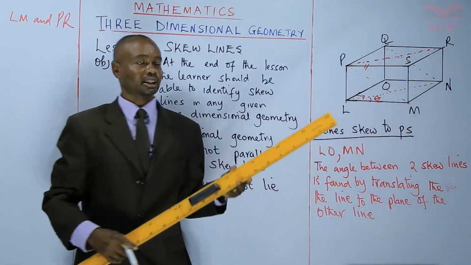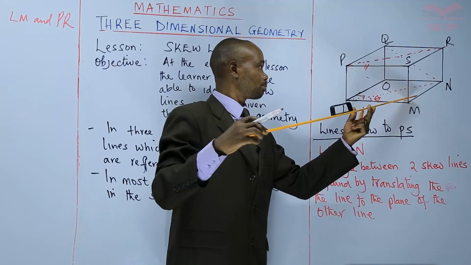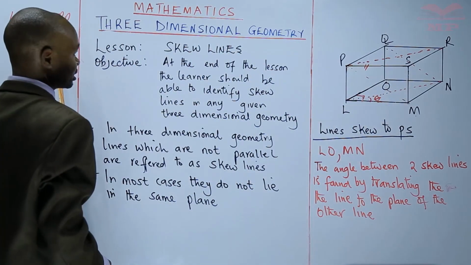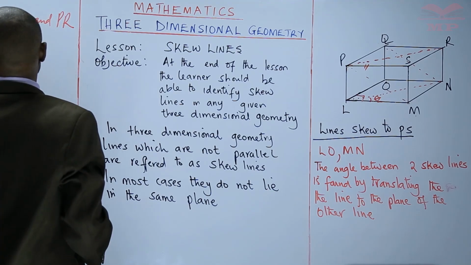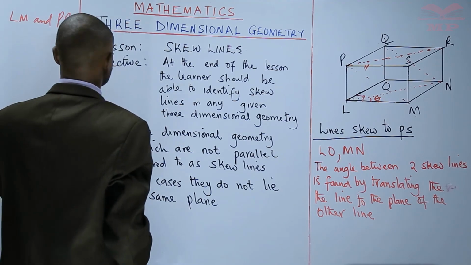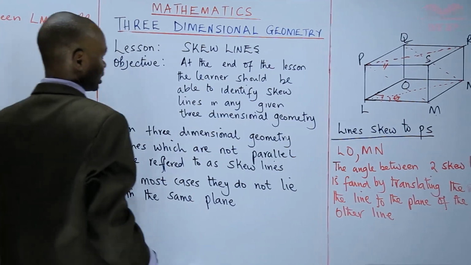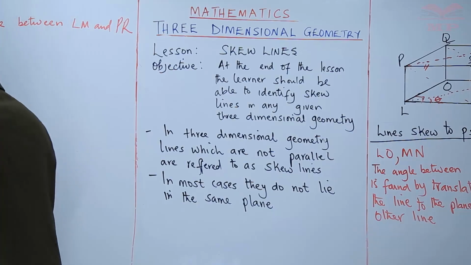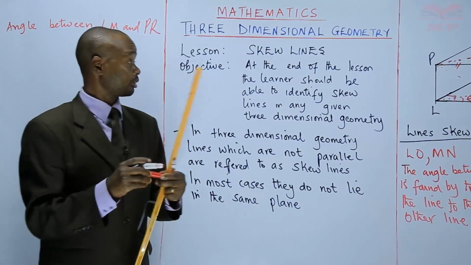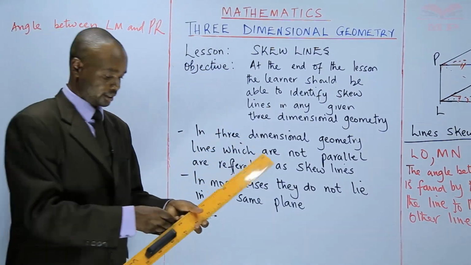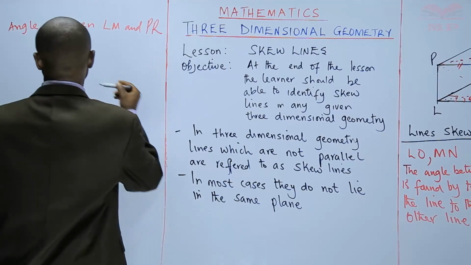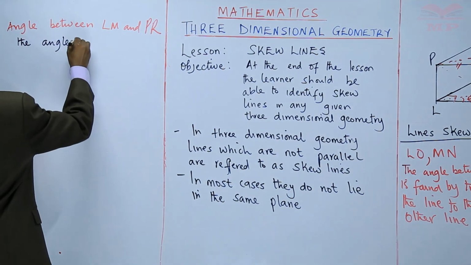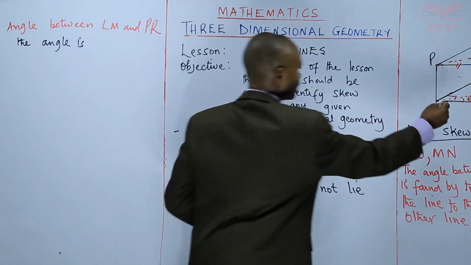How have I found that? I've translated PR to the plane of the other line, so PR has landed on the plane of LM. So the angle between the lines is angle NLM.